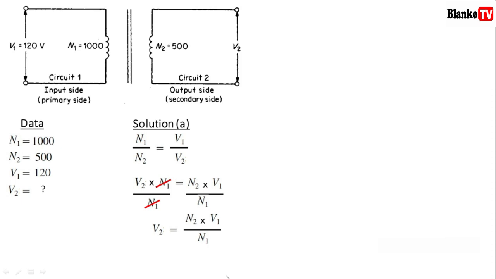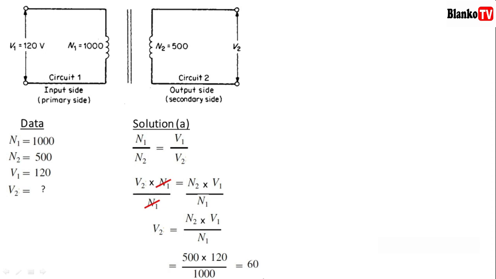So we substitute the values. We have 500, which represents N2, times 120, which represents V1, all over 1000, which represents N1. When you multiply 500 by 120 and divide by 1000, our answer is 60. So our V2, the secondary voltage, is equal to 60.